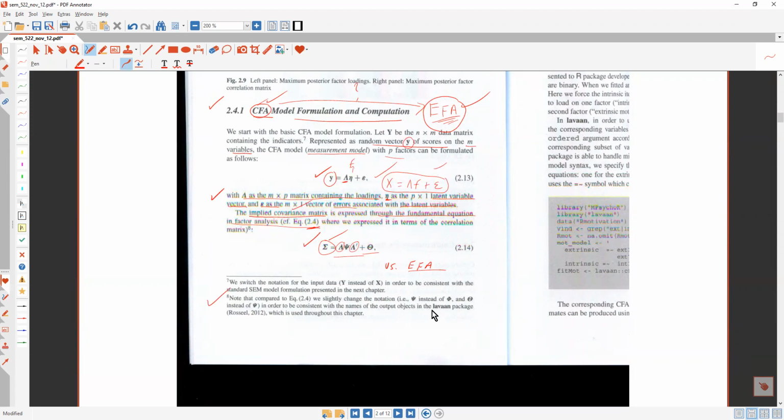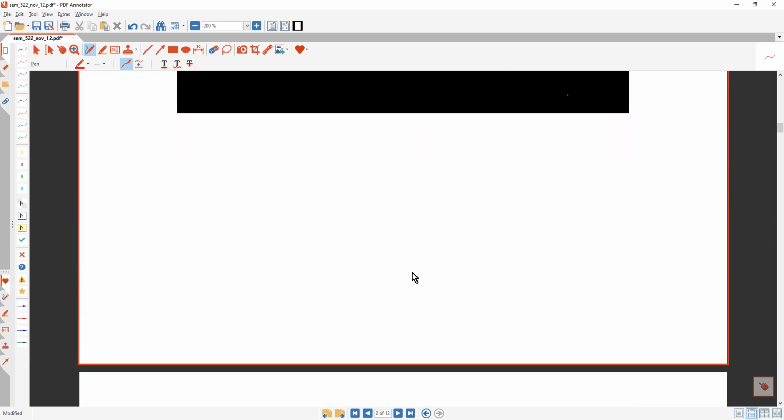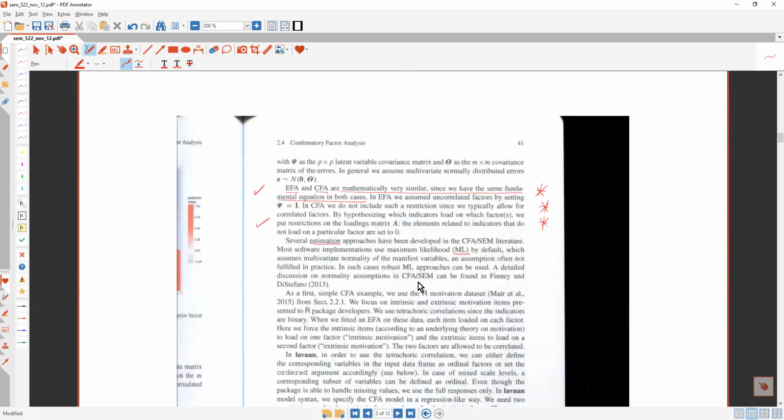They talk about the change in notation here, and this is sometimes decided by the different packages that are used. If you Google the lavaan package, if ever you do these types of structural equation models, you'll see a whole host of documentation. I think the documentation on the package is even bigger than this entire book. So you have to get used to the notations that are being used. So what could possibly be different between the EFA and the CFA?